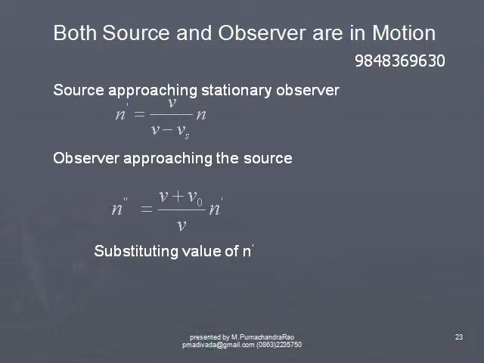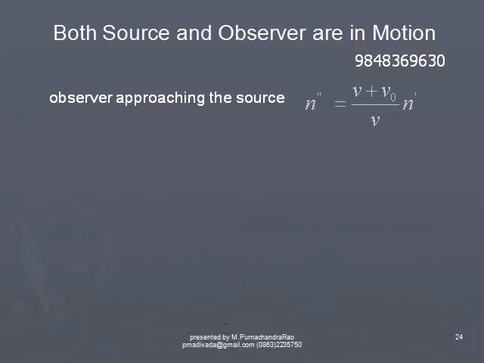If the observer is also approaching the source, the apparent frequency noticed by the observer becomes n double prime is equal to v plus v naught by v multiplied by n prime. We used n prime instead of n in the case of observer approaching the source.